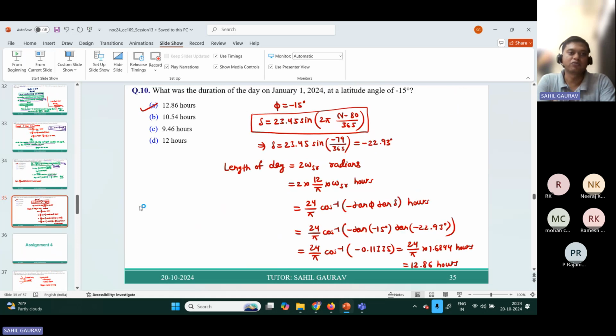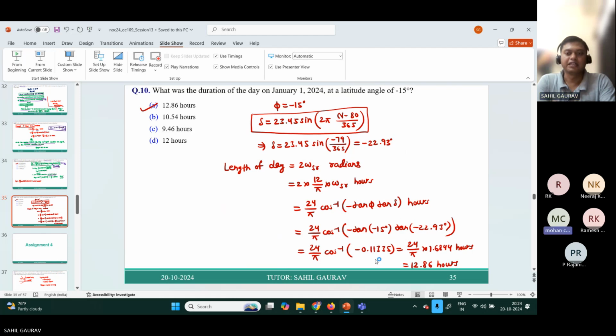So let us see the next problem. In the next problem, they are asking about the duration of the day. We know that the length of day is 2 omega SR radians, and omega SR is cos inverse of minus tan phi tan del, and we have to find del first for finding this omega SR. Phi is given as -15 degrees. So del can be found from the day of the year. So del is coming as -22.93 degrees.